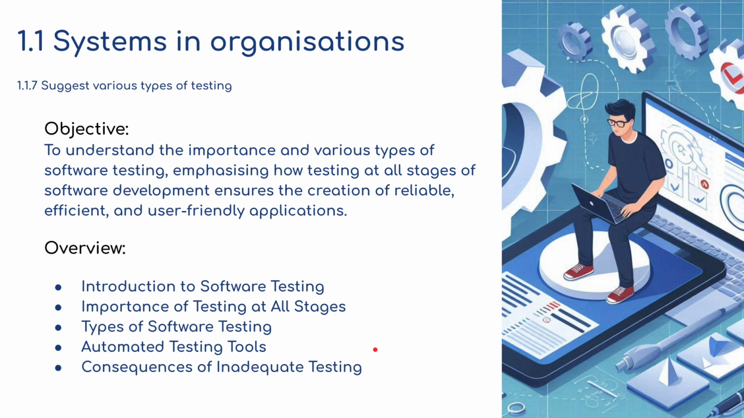So, what are we going to look at? The objective is to understand the importance and various types of software testing, emphasizing how testing at all stages of software development ensures the creation of reliable, efficient, and user-friendly applications. What I want to do is start with an introduction to software testing, talk about the importance of testing at all stages, types of software testing, automated testing tools, and finally the consequences of inadequate testing.